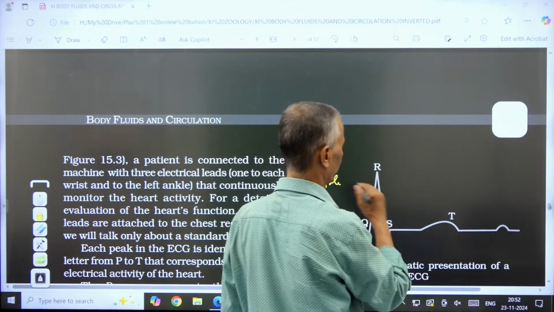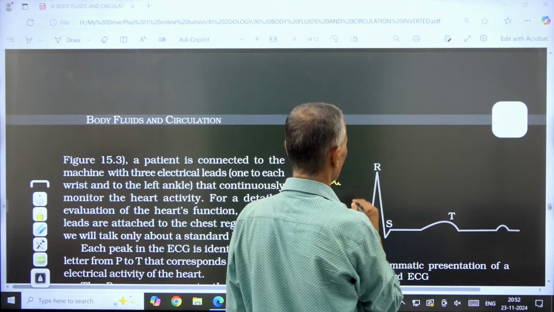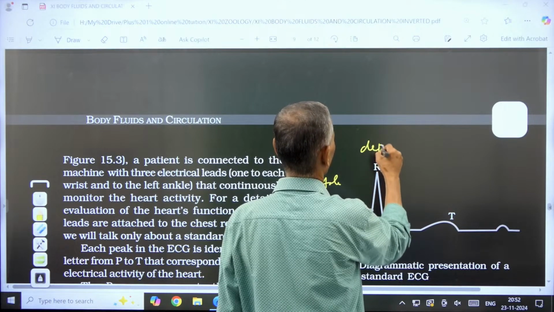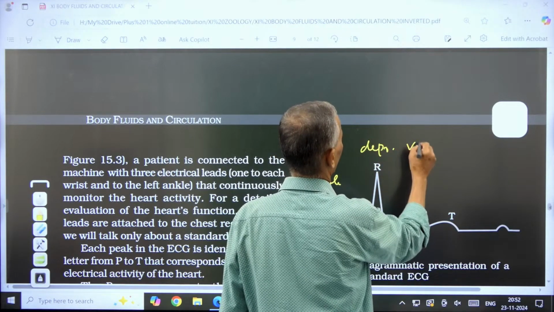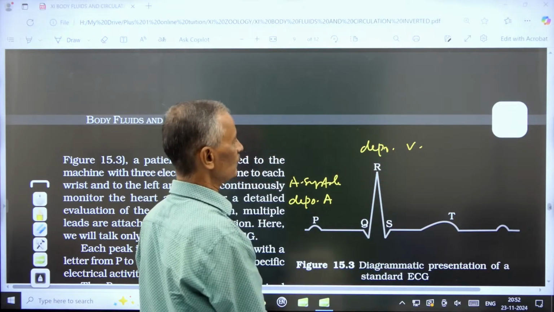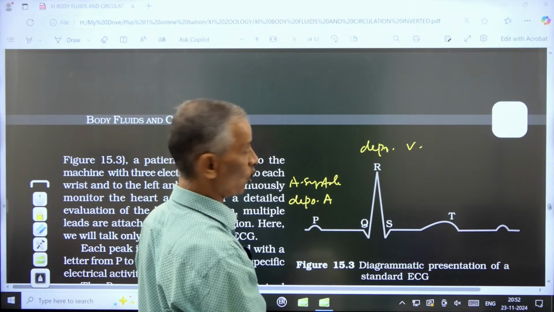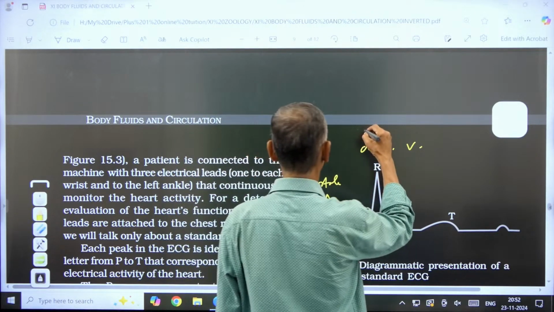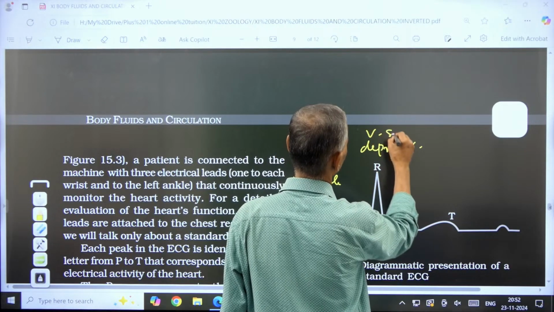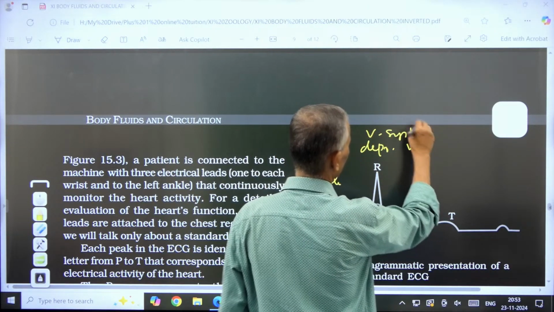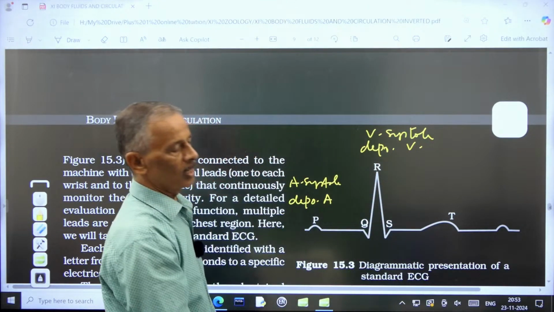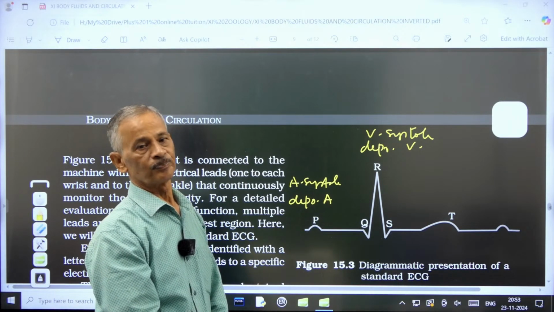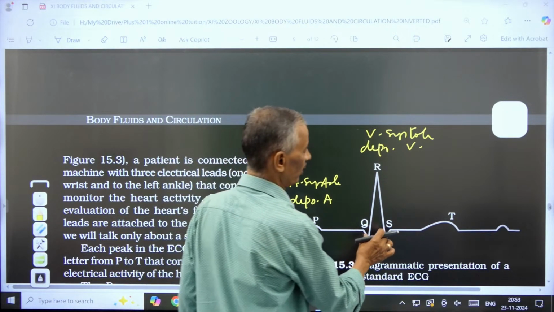QRS is a complex of waves which is formed when there is a depolarization of the ventricle. When the ventricle is undergoing depolarization, which is a much stronger one, the peak is strong. So it represents the ventricular systole. Remember, it is during the ventricular systole that the heart is pumping blood, which is the main function of the heart. So this wave is very, very important.